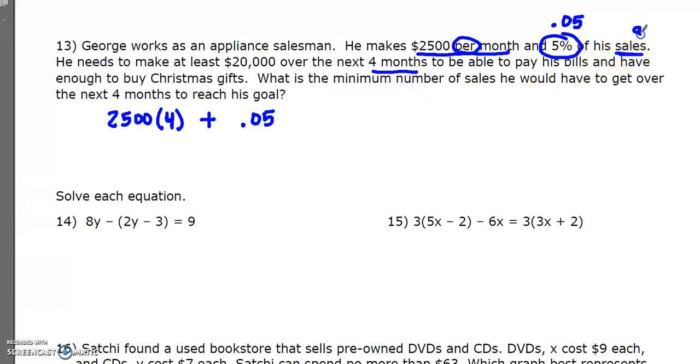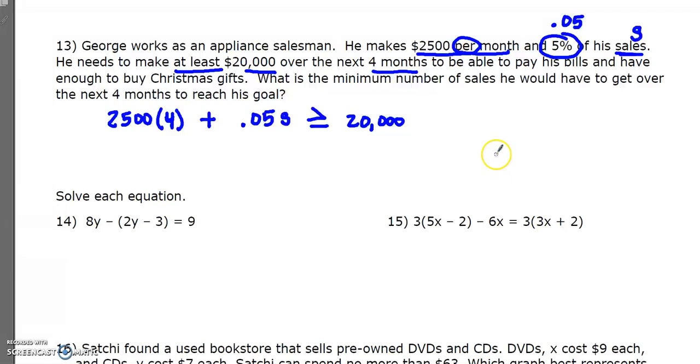So can we let the letter S represent his sales? So I'm going to multiply the 5% times his sales. And I need that to equal, it says to make at least. Okay, so that means this amount needs to be at least $20,000 or more. So I'm going to say greater than or equal to the $20,000. And so it says, what is the minimum number of sales he would have to get over the next 4 months to reach his goal? So that would be my inequality problem.